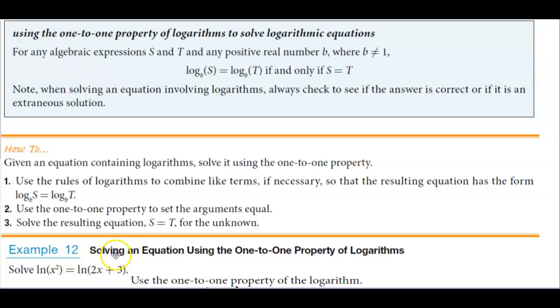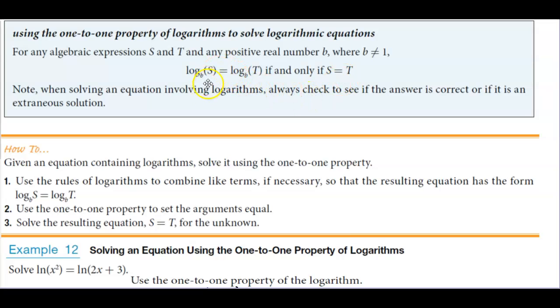In example 12, we're going to be solving an equation using the one-to-one property of logarithms. Using the one-to-one property of logarithms to solve logarithmic equations: for any algebraic expressions s and t and any positive real number b where b cannot equal 1, the log base b of s is equal to the log base b of t if and only if s is equal to t.